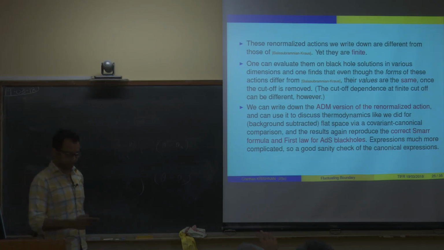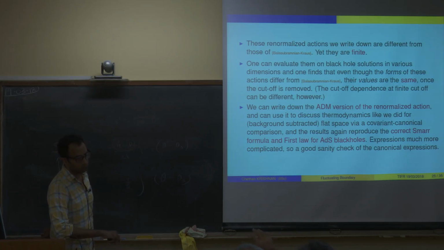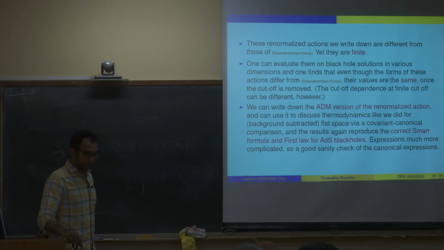Sorry, I didn't understand. In the asymptotically flat case, I thought in the Dirichlet case you got M minus TS. M minus TS, yeah. And in the Neumann case, you just got minus TS.